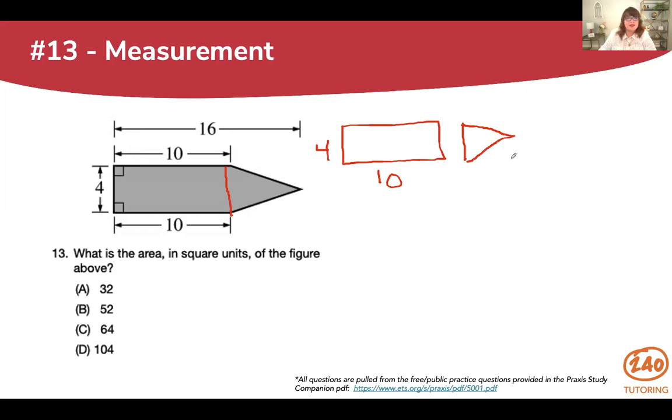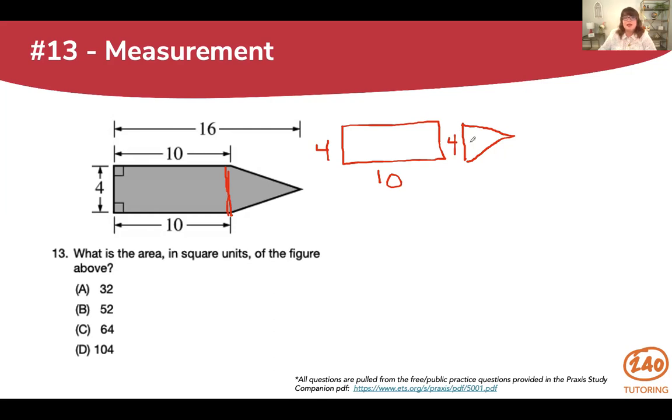Pretend that's straight. And we need to know its measurements because we're going to need to find the area of both of these. So if I look right here, this side of the triangle is the same as this side of the rectangle. Well, this side of the rectangle is 4. This side of the rectangle is going to be 4. And thus this side of the triangle is also going to be 4.